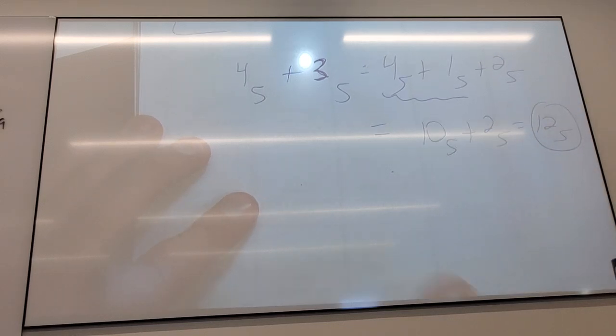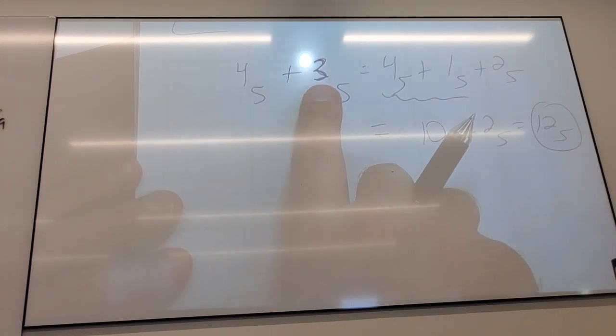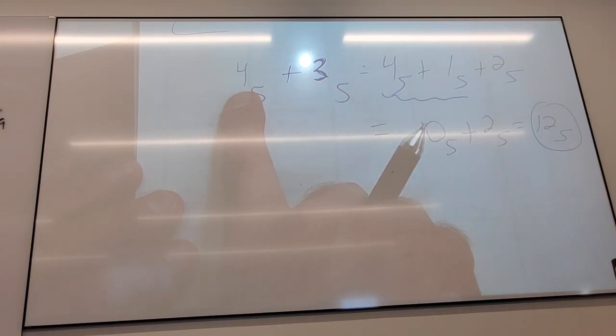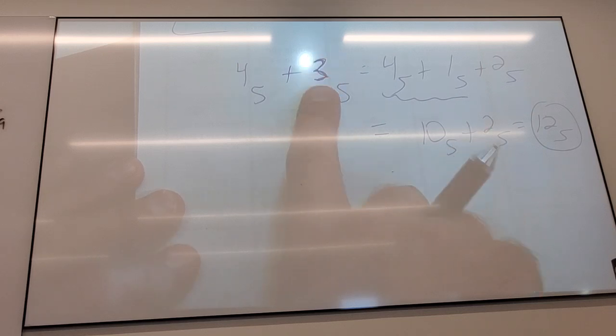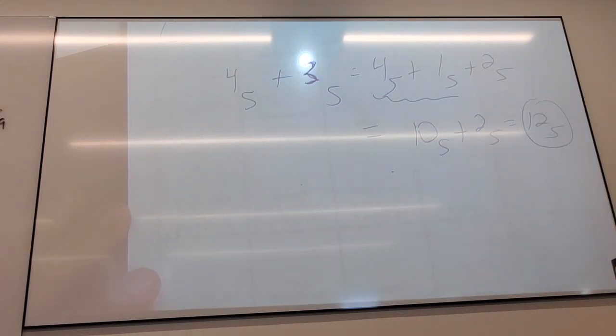From the beginning you can say 4 plus 1 is 10, as everybody knows. 4 base 5 plus 1 base 5 is 10. And I have 2 extra, so of course I get 12. Yes? Okay. Is that better?